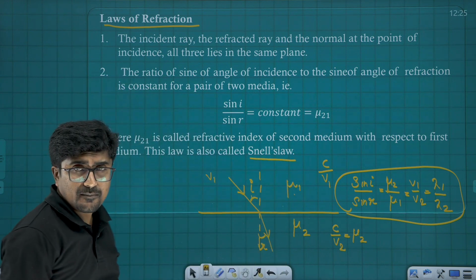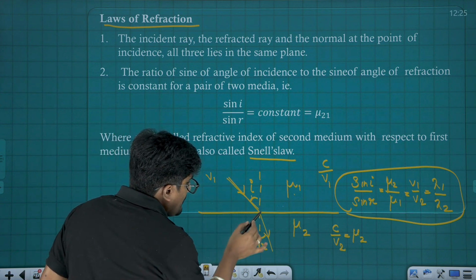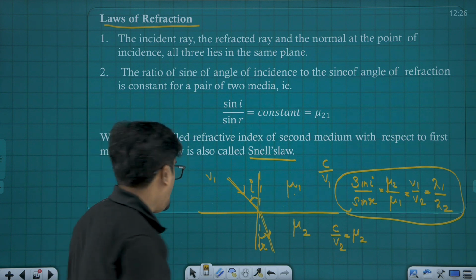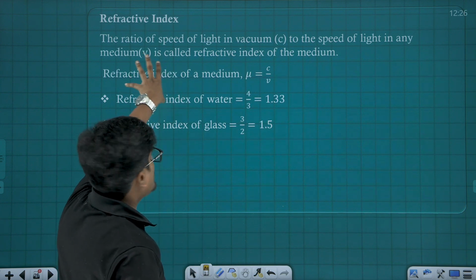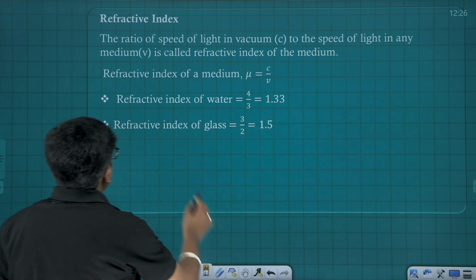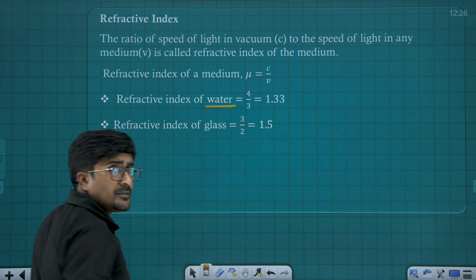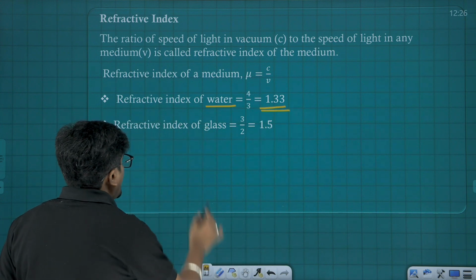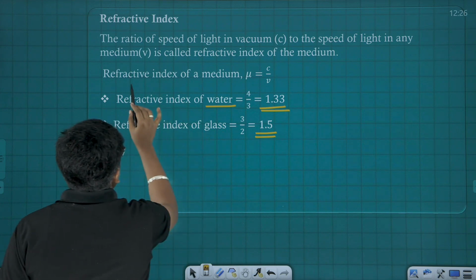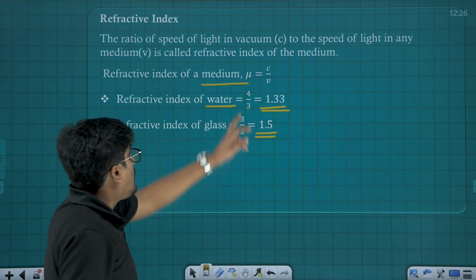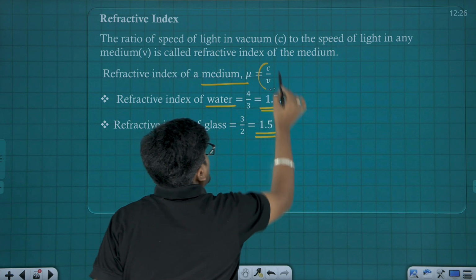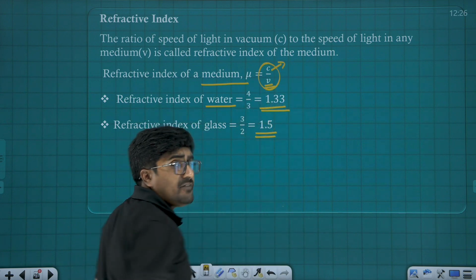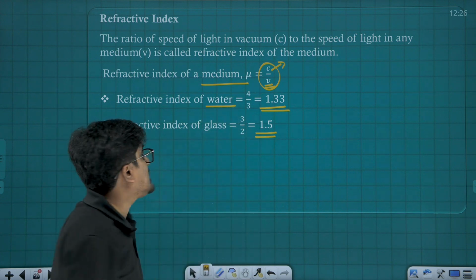And the very first statement says the incident ray, refracted ray and the normal lie in a common plane. Moving to the next, the refractive index. We already discussed this topic. I just want to mention the refractive index of water because this might be helpful in many numericals. The refractive index of water is 1.33 and of glass is 1.5. The refractive index of a medium is the speed of light in air upon the speed of light in the given medium.